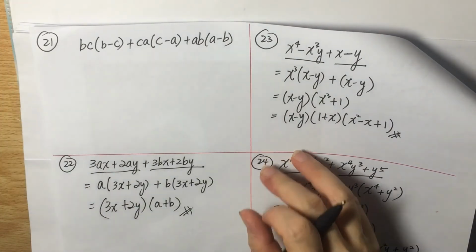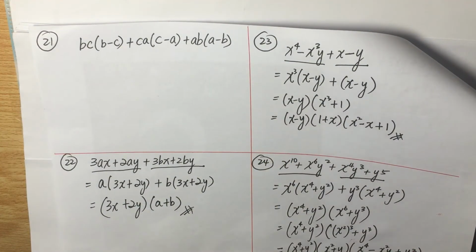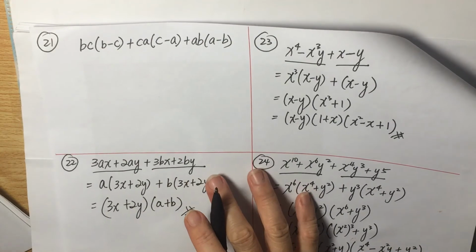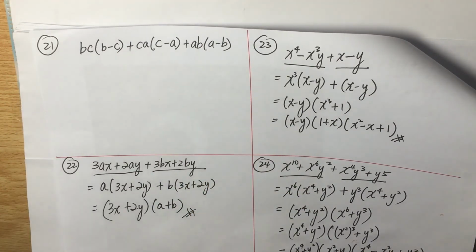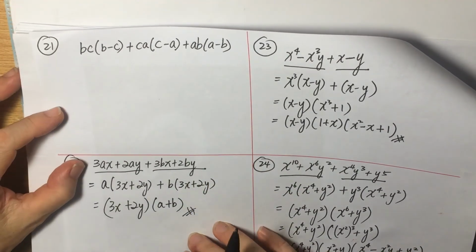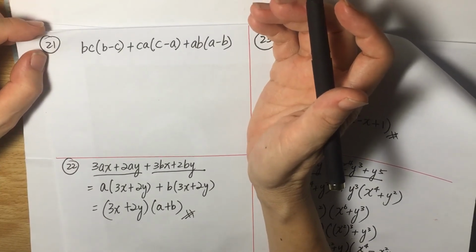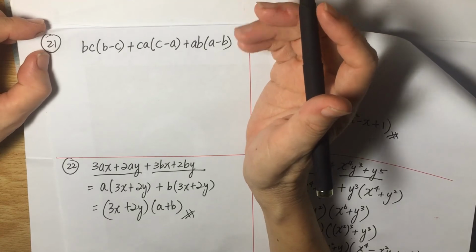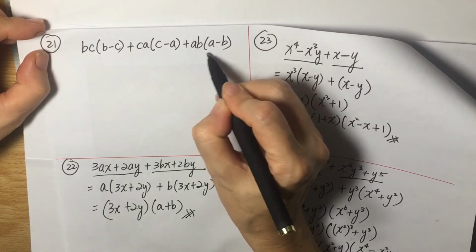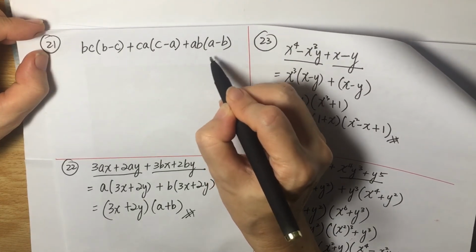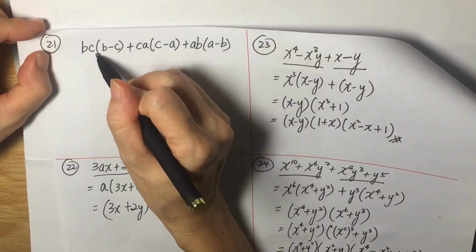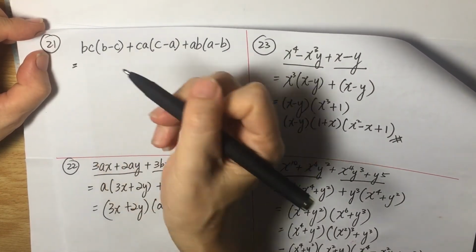Okay, question 21. I want to factorize this. I see that there's nothing in common that I can bring out, so I'll have to try to make them have something in common. Let's say I keep this AB times A minus B. For these two, I'm going to expand them out.